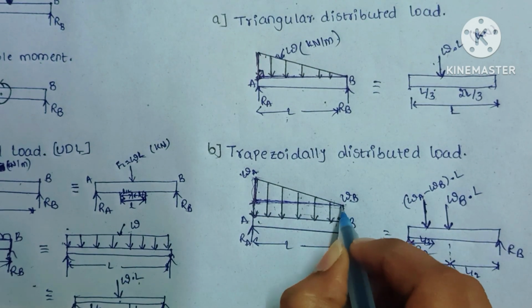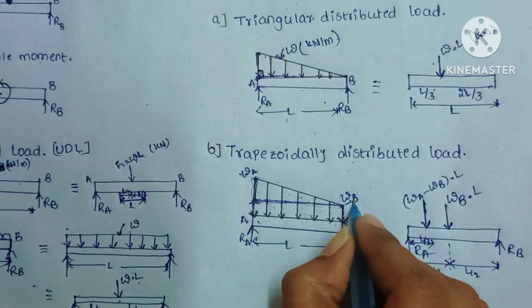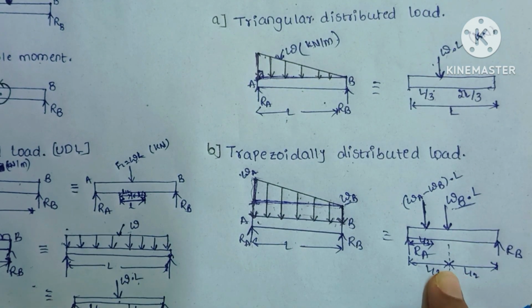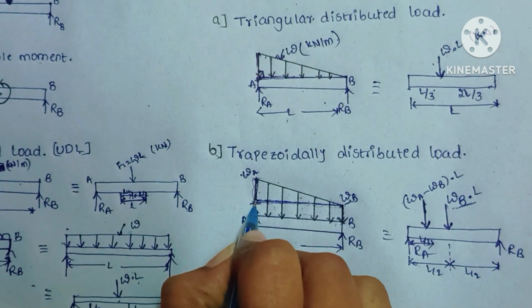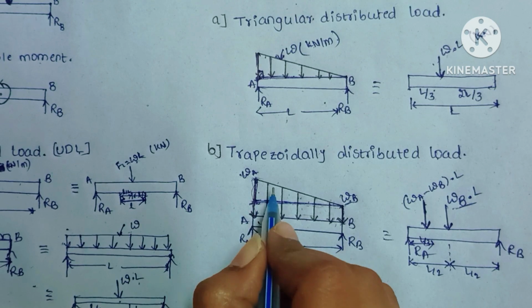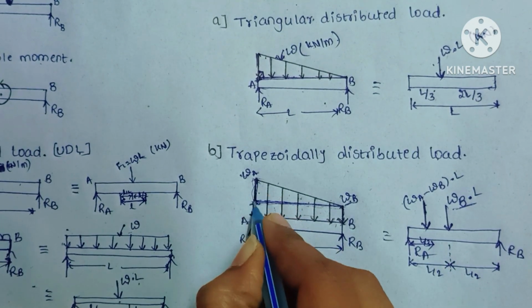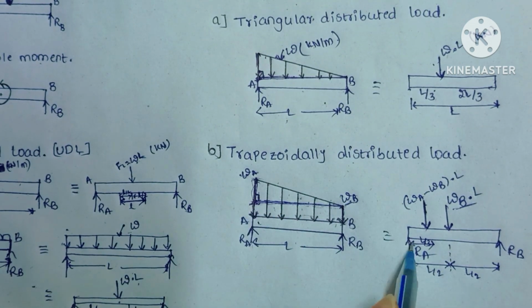How much load is acting here? Omega B times L of load is there. So this omega B into L load is acting at L by 2. And if you see this triangular distributed load, the load will be concentrated at L by 3 from the base. Base means this maximum side, the right angle side. So L by 3 from the base.